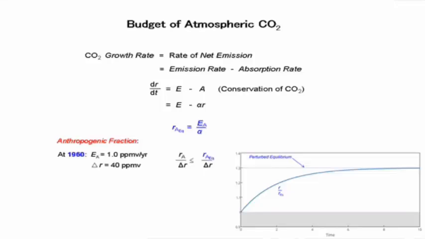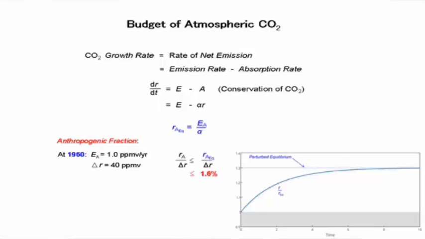In 1960, anthropogenic emission was equivalent to 1 ppmv per year. Relative to 280 ppmv, CO2 increase then was 40 ppmv. The anthropogenic fraction of this increase must be smaller than 1.6%. In 2010, anthropogenic emission increased to 3.5 ppmv per year. The CO2 increase then was 100 ppmv. The anthropogenic fraction of this increase must be smaller than 2.3%.